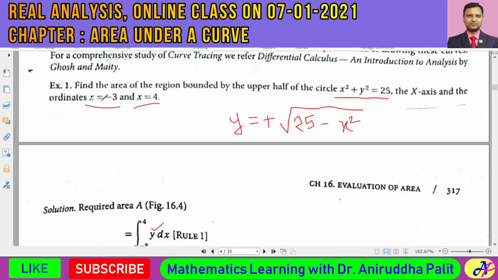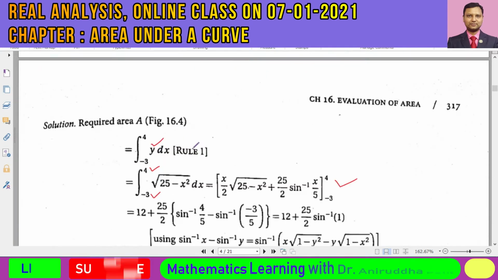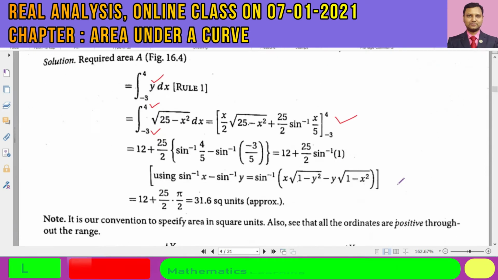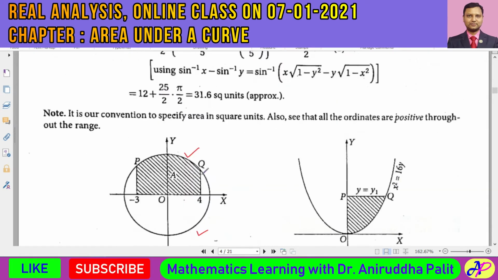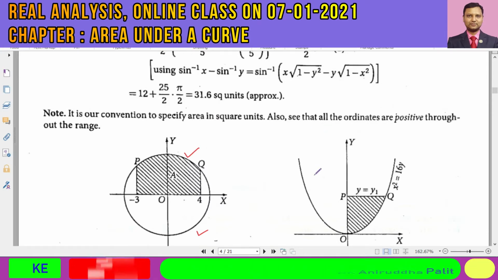Over here, it has been written that x is in between x is equal to -3 and x is equal to 4. You will have to integrate this total function. So in this fashion, we can find out the area under this kind of curve.